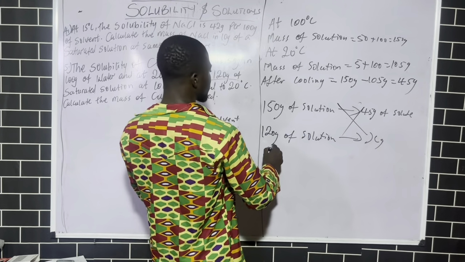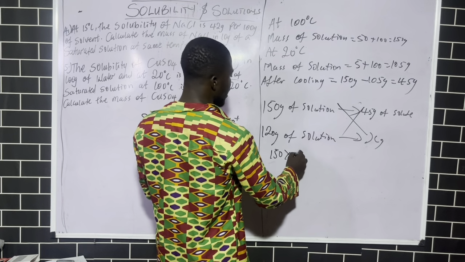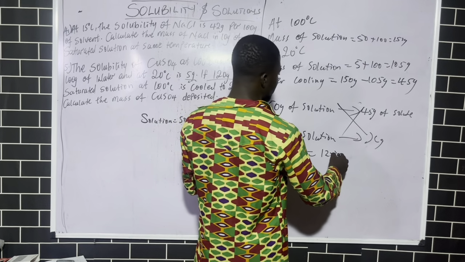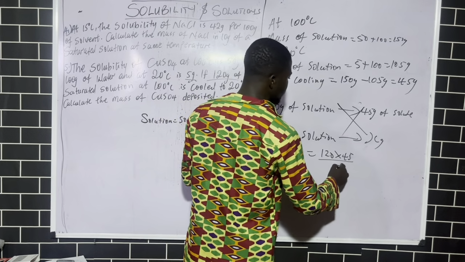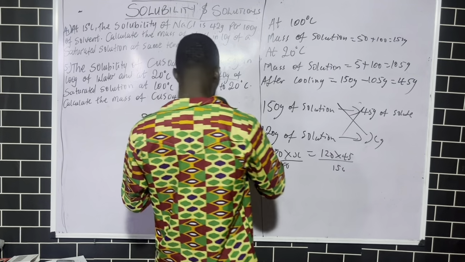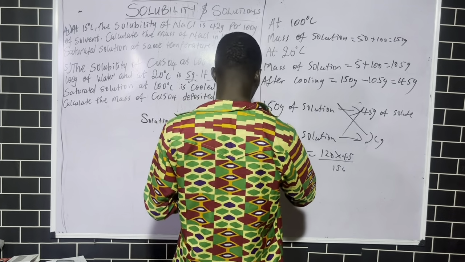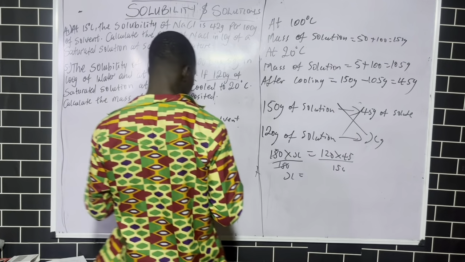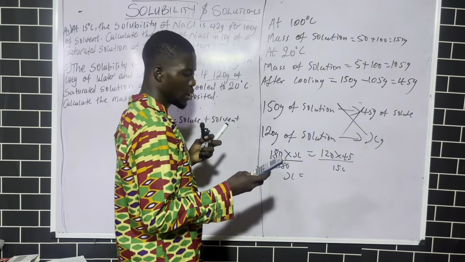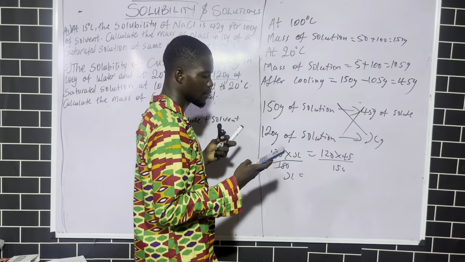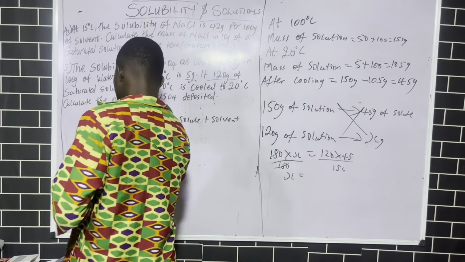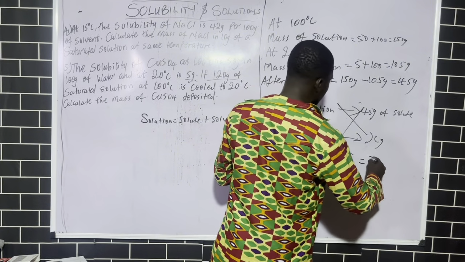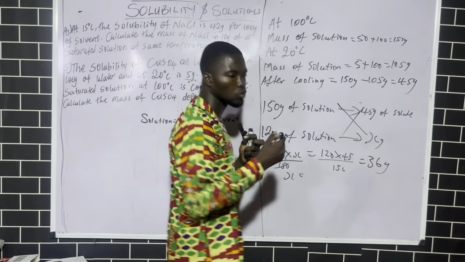So we have 150 times X is equal to 120 times 45. Divide both sides by 150. So we have X equals 120 times 45 divided by 150. That's 36. So the answer is 36 grams. That's the mass that will crystallize out.